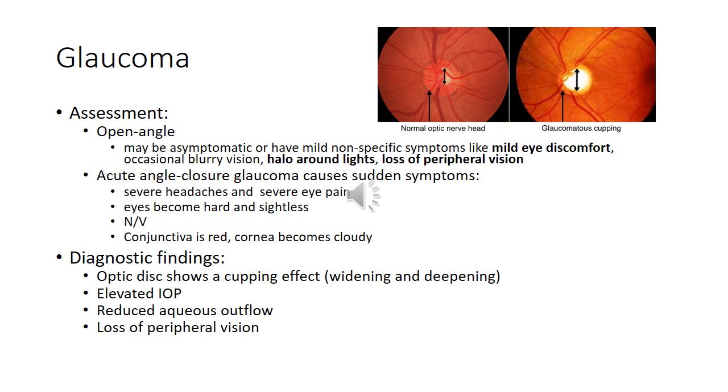The assessment for acute angle closure glaucoma shows sudden symptoms, severe headaches, and severe eye pain. Eyes become hard and sightless, with nausea and vomiting, the conjunctiva is red, and the cornea becomes cloudy. Diagnostic findings: the optic disc shows a cupping effect, which is a widening and deepening. There is an elevated IOP, reduced aqueous outflow, and loss of peripheral vision.